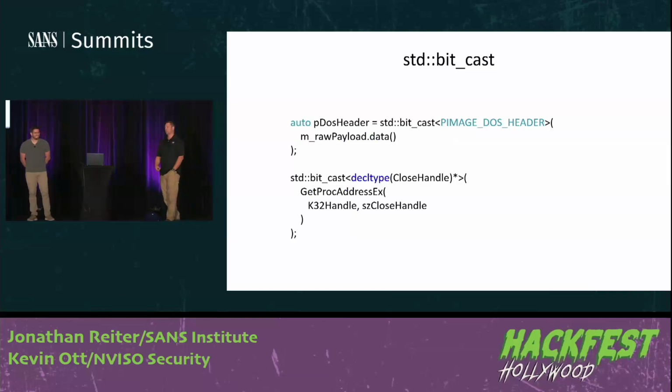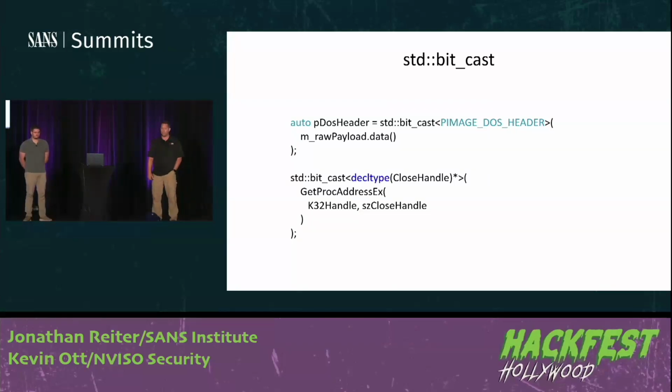So yeah, reinterpret_cast, right? It's cool. It was awesome for what it was. It can introduce some undefined behavior, but now we have bit_cast, which is basically a very fancy memcpy that introduces type safety. All right, so how in the world can we use std::bit_cast inside of an implant?